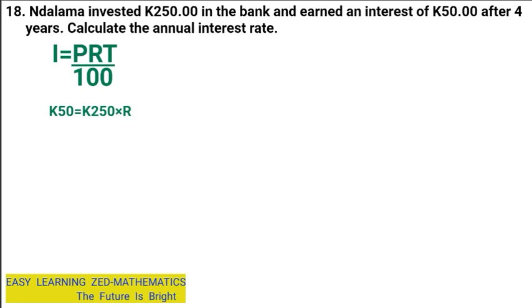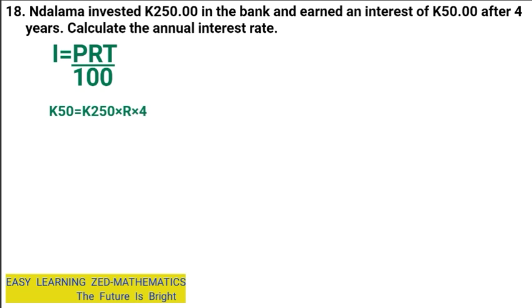Then time, is time given? Yes. When we read the statement here where the time is given, that is Ndalama invested 250 kwacha in the bank and earned an interest of 50 kwacha after 4 years. So the money stayed in the bank for 4 years. That is the time given. So the time is given, which is 4 years. So we are going to multiply by 4.